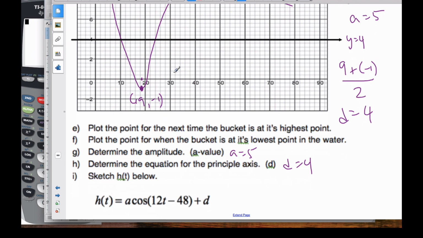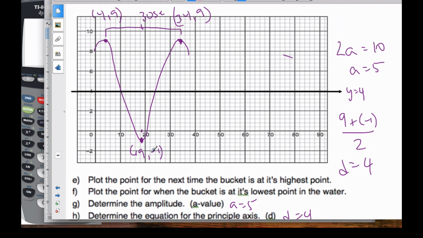Continuing on here, so now we know A is 5 and D is 4. Sketch H of T below. Well, if I'm going to go here, 19, I go 30 more. I go 30 more here. That means I'm going 34 to 64 will be about here roughly. Then 64 to 94 will be roughly here. Halfway in the middle, 19 plus 30 is going to be 49, so roughly right around here. 49 plus 30 will be 79, so roughly right around here. And if I start to connect these points in a nice curve, it goes up and down, up and down.